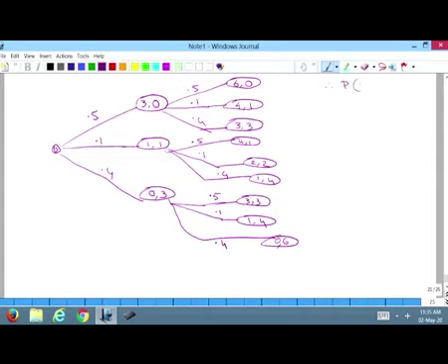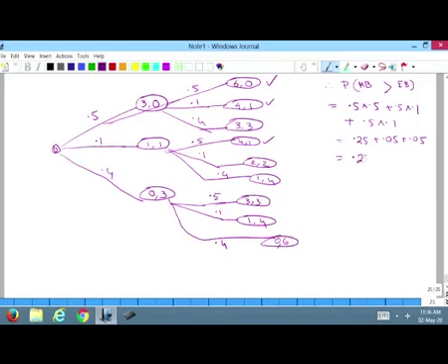Therefore, the probability that Mohun Bagan's points are greater than East Bengal's is equal to 0.5 into 0.5, because that is the probability along this branch, plus this is 4-1, therefore 0.5 into 0.1, plus this is 4-1, therefore 0.5 into 0.1. That is equal to 0.25 plus 0.05 plus 0.05, which is equal to 0.25 plus 0.1, which is equal to 0.35.